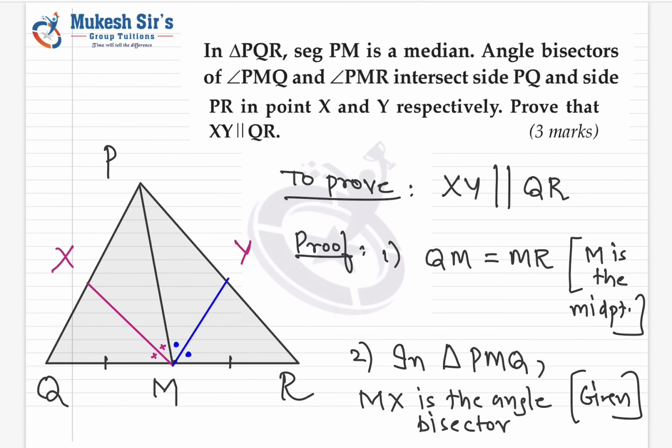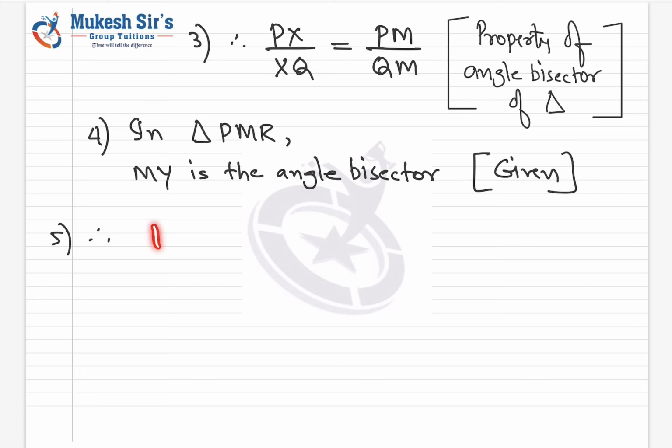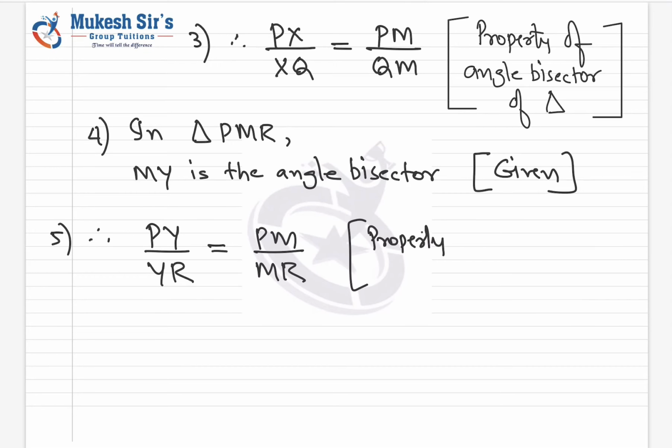You get, now here MY is the bisector, PY upon YR is equal to PM upon MR. So you get PY upon YR is equal to PM upon MR. Again the reason is property of angle bisector of a triangle.